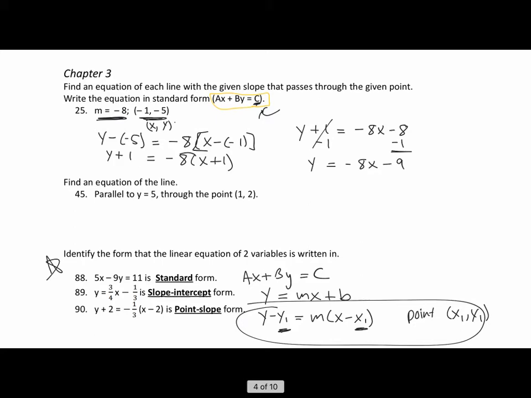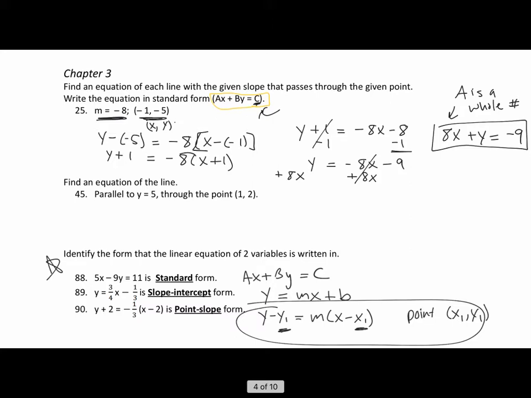So then the last piece is to make sure that x and y are on the same side. So I'm going to add 8x to both sides of this equation, or this equal sign. Then on the left side, I will have 8x plus y equals the right side. Now there's just negative 9. So this is the standard form because a is a whole number. A has to be a whole number. Remember, that's 0, 1, 2, 3, 4, 5, 6. So no fractions, no negative numbers, and that's perfect.